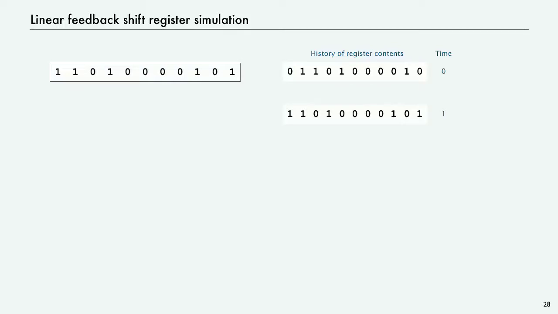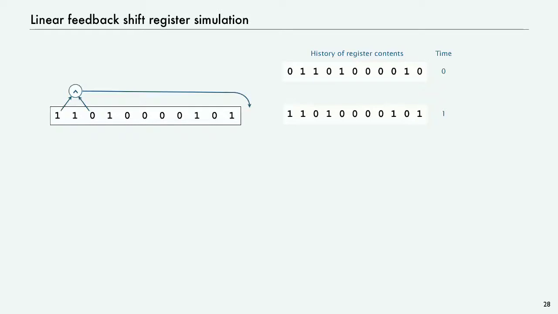The leftmost 0 shifted out, and the new 1 shifted on at the rightmost position. Now we do the same process. Those bits are different, so we get a 1, and then we shift. The leftmost 1 drops off, the new 1 comes in, and that's the contents of our register at time 2.